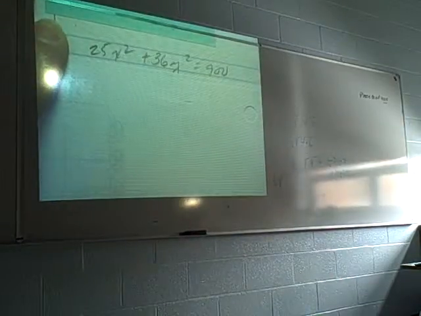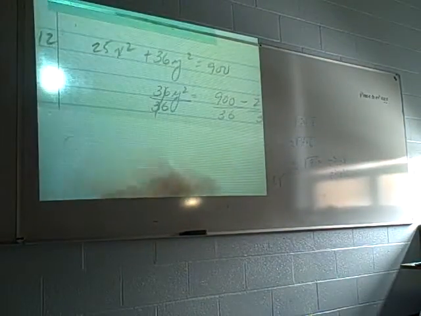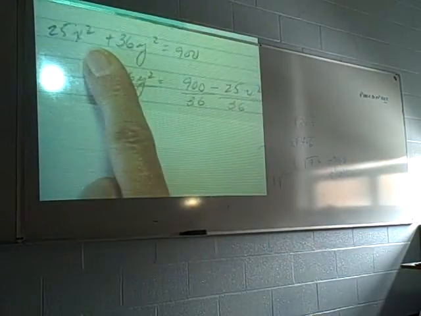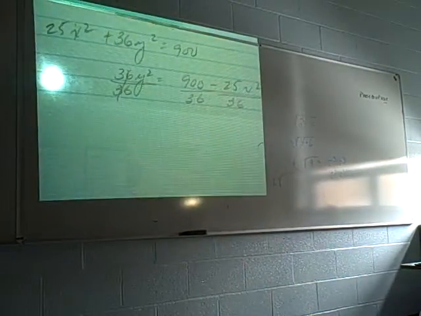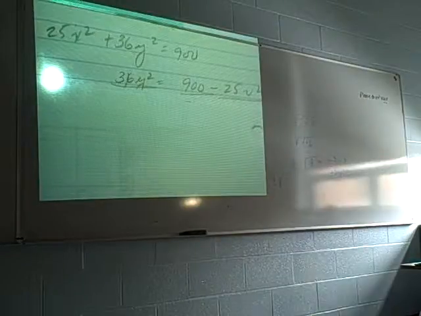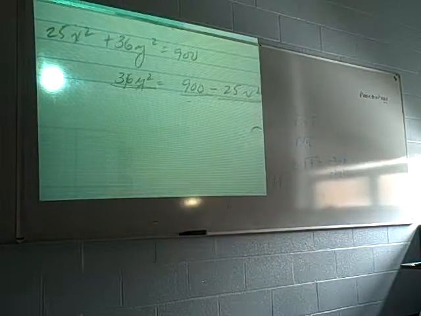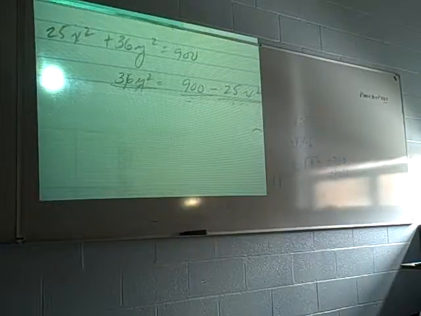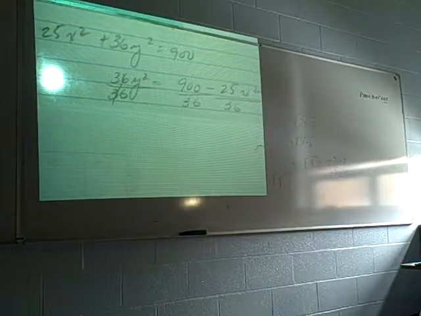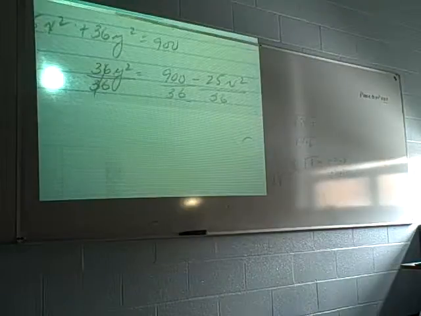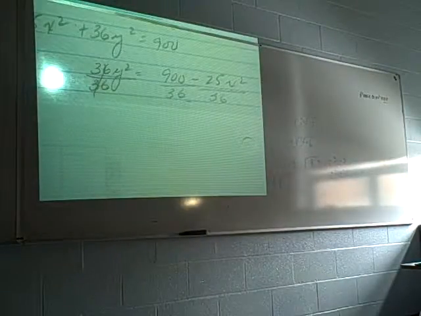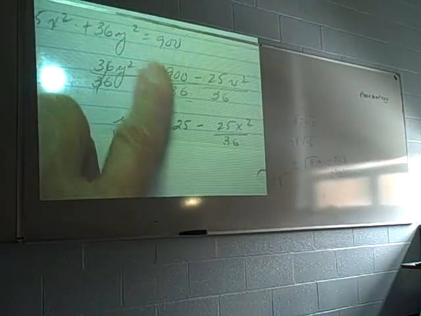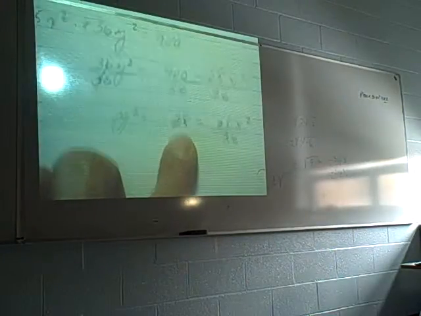I'm looking at what I did. I subtracted my 25 and brought it over, so I subtracted minus 25x squared. I then wanted y squared by itself, so I'm dividing everything by 36. This one was a pretty easy one to do because it happened that 900 divided by 36 was 25.